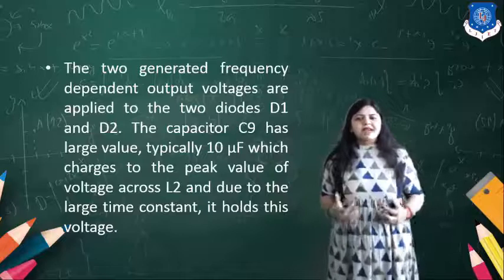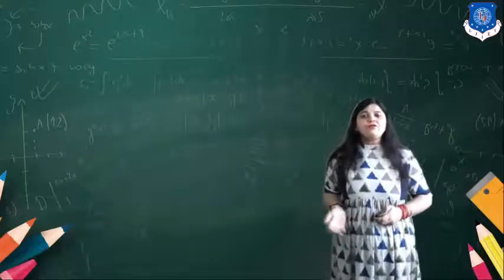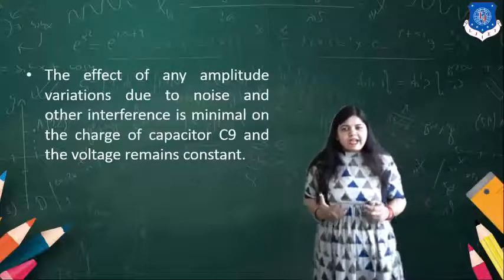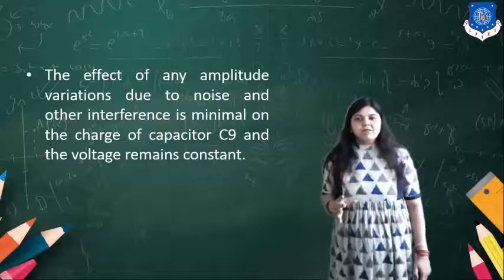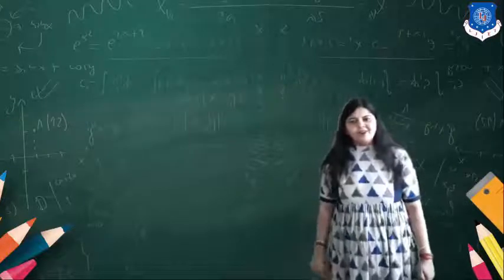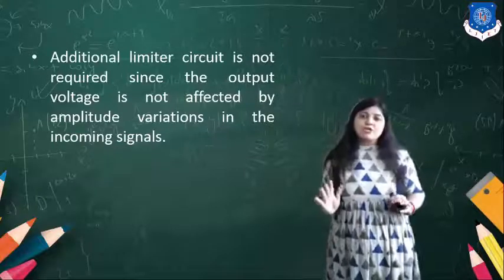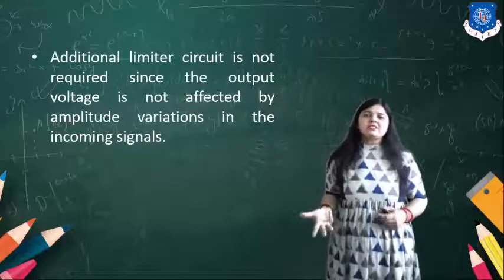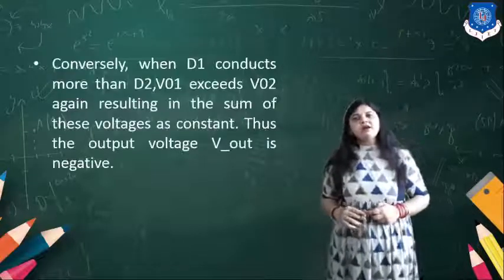Due to this larger time constant, it will store the value and hold it for a long time. So the effect of any amplitude variations due to noise and other interference is minimal on the charge of the capacitor C9, and the voltage remains constant. So an additional limiter circuit is not required as we have put in a capacitor of large value, and the output voltage is not affected by the amplitude variations in the incoming signal.